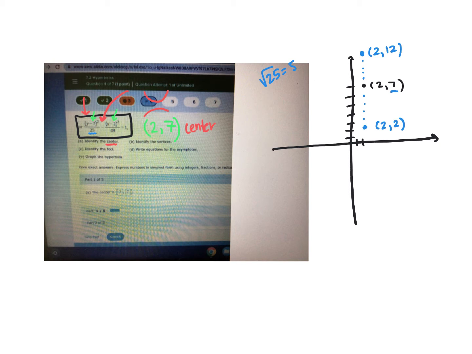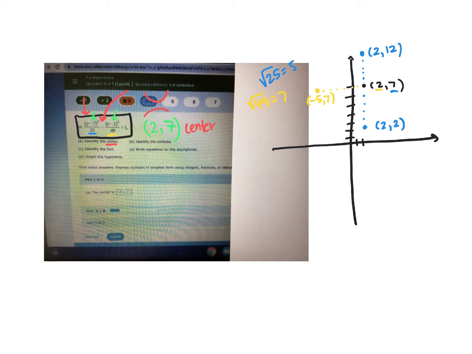The next thing I have is that 49 under the x. That's going to tell me I'm going to go left and right the square root of 49, which is 7. So I go 1, 2, 3, 4, 5, 6, 7. And again, I'm affecting my x's. So if I'm at 2 and I go left 7, that's going to put me at -5. Still a height of 7 though.